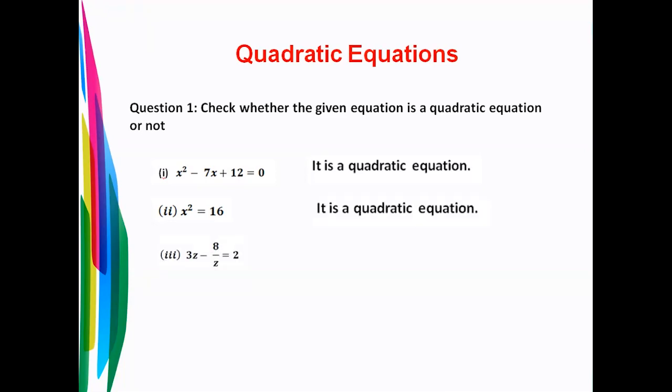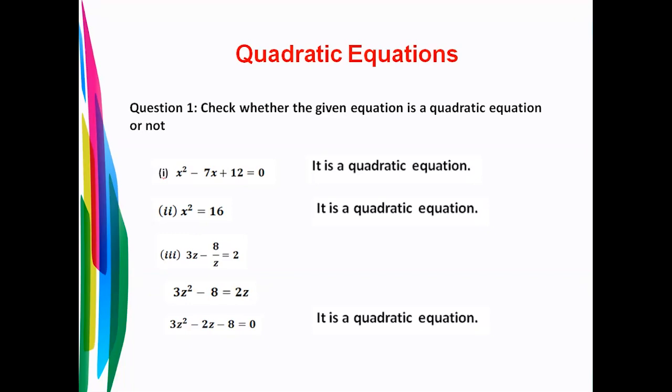Next, 3z minus 8 upon z equal to 2. First we will simplify this equation. How to simplify? We will take the LCM. After taking the LCM we get 3z square minus 8 equal to 2z. Rearrange the terms. I get 3z square minus 2z minus 8 equal to 0. And now I can see that the highest power of z is 2. So it is a quadratic equation.